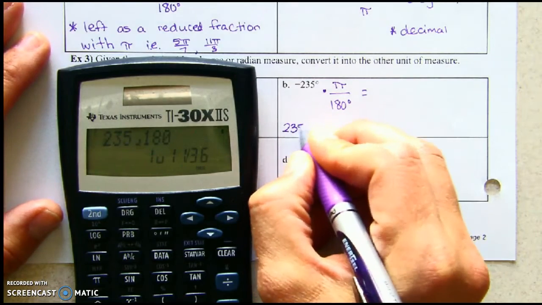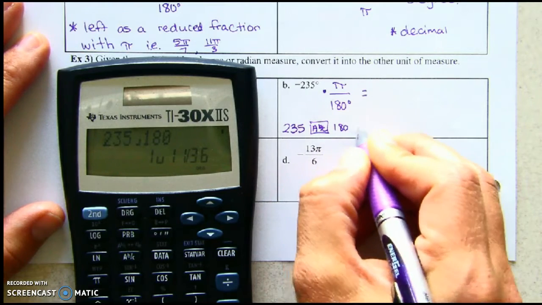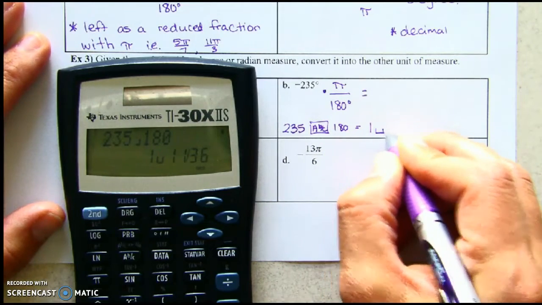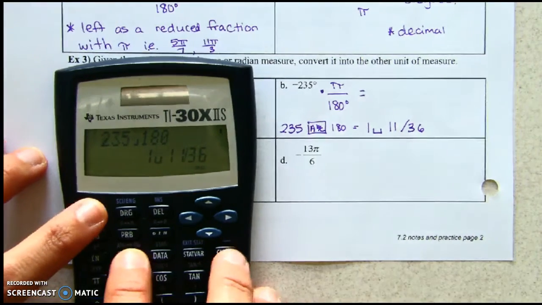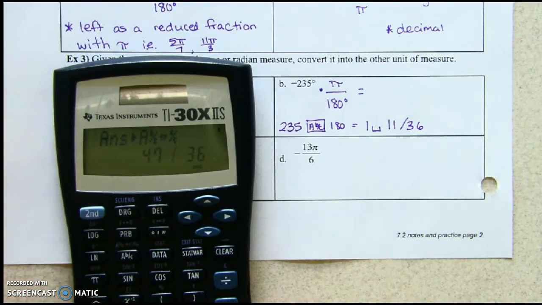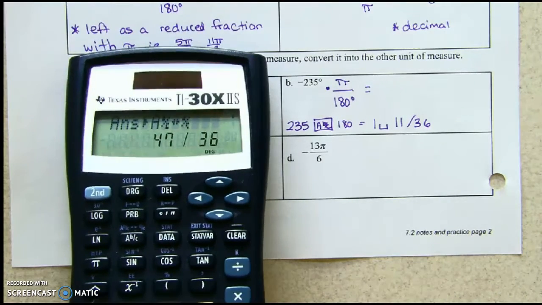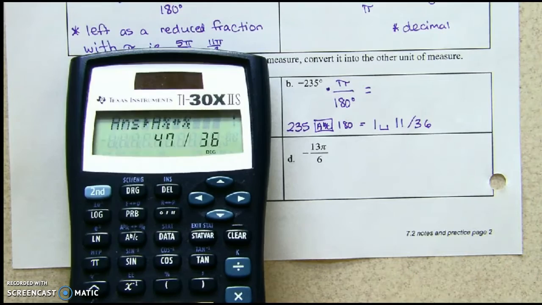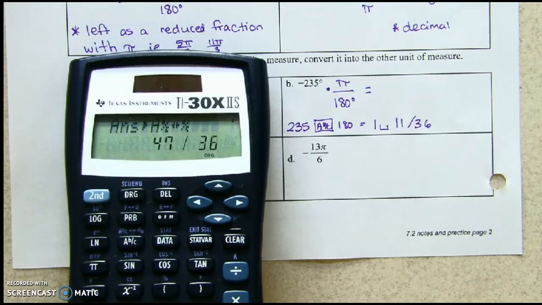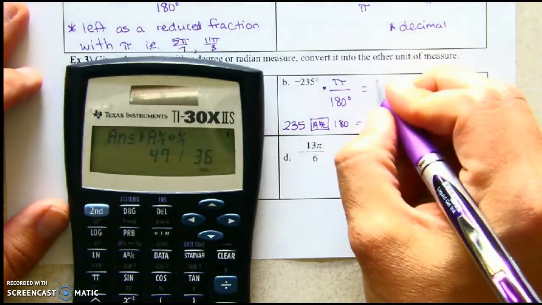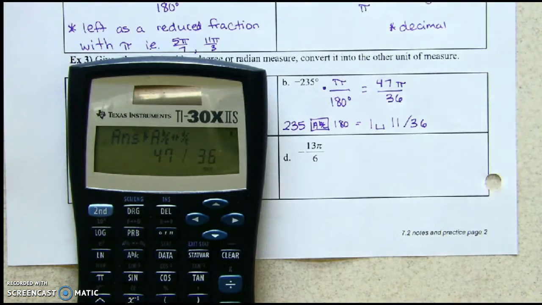All right, don't worry. ABC, 180. Then you get something that looks like this. We don't want that. So you're going to hit second, fraction button, enter. Second, fraction button, enter. Do you see that? 47 over 36. If you have a Casio or a different one, it does it way better. It's much easier. You don't have to do all this work. So this answer is 47 pi over 36.